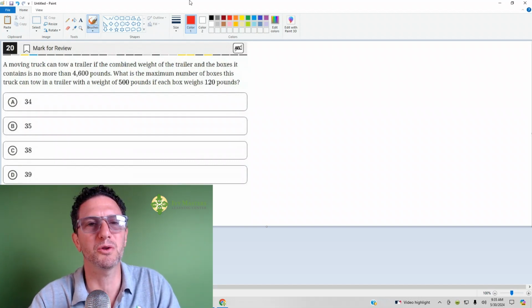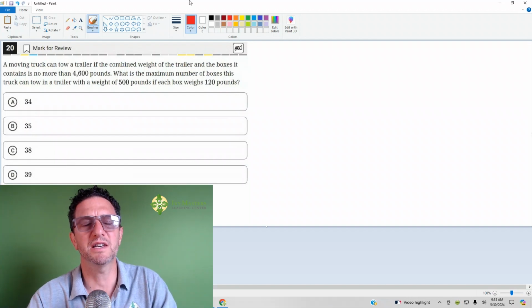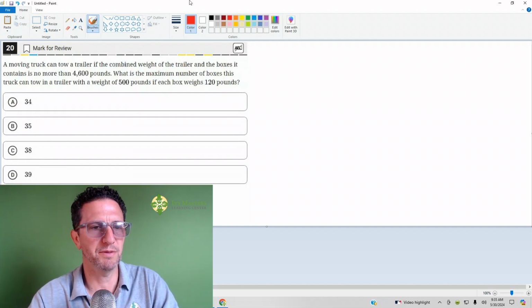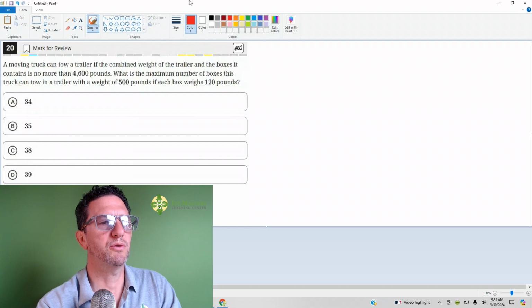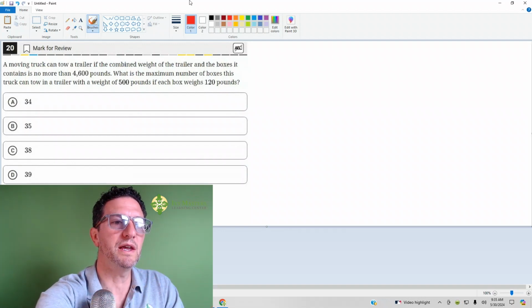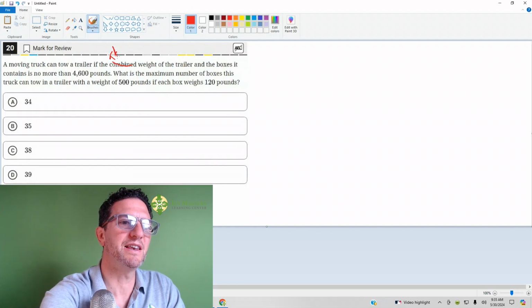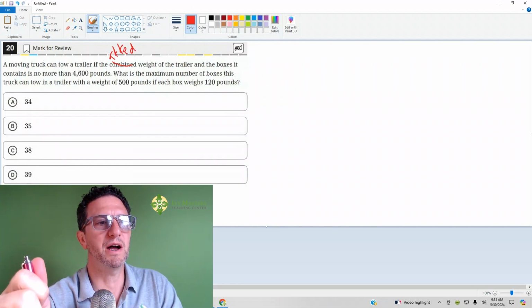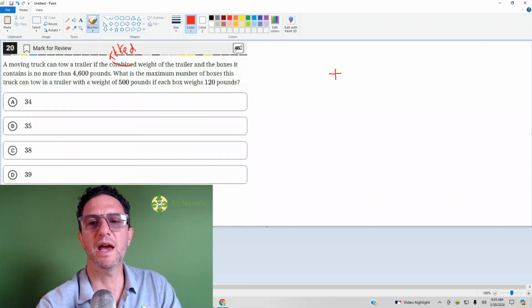And today we're going to look at the 20th question from Digital SAT Test 2, Module 2. It's from the Bluebook app, the easier set of math questions. Number 20 reads, a moving truck can tow a trailer if the combined weight, in other words, the added weight of the trailer and the boxes it contains, is no more than 4,600 pounds. So we're going to be adding something, and it's going to wind up equaling 4,600 pounds. What is the maximum number of boxes?